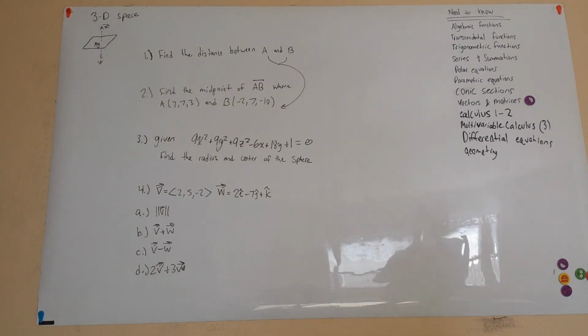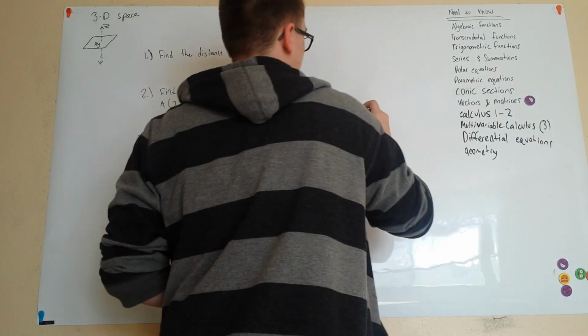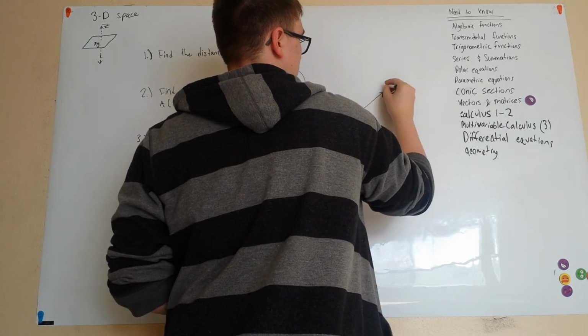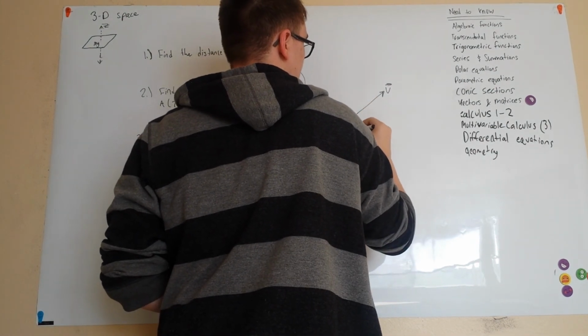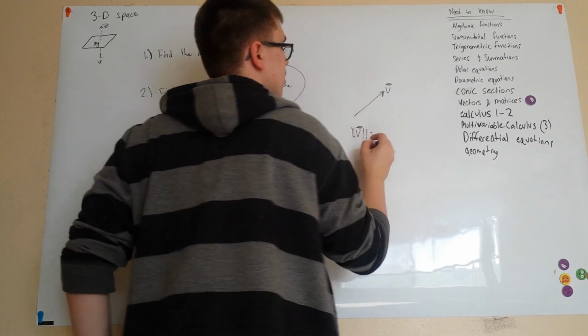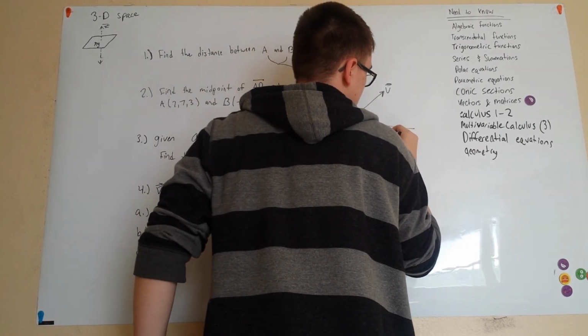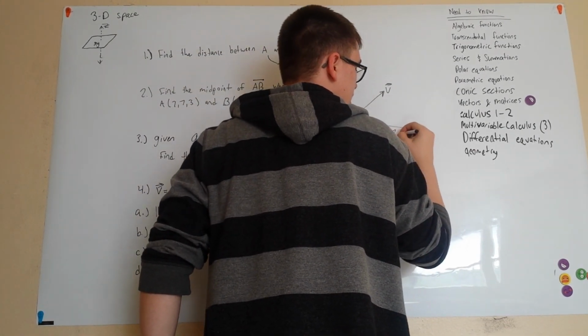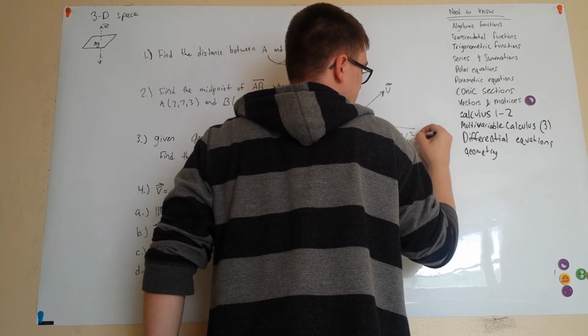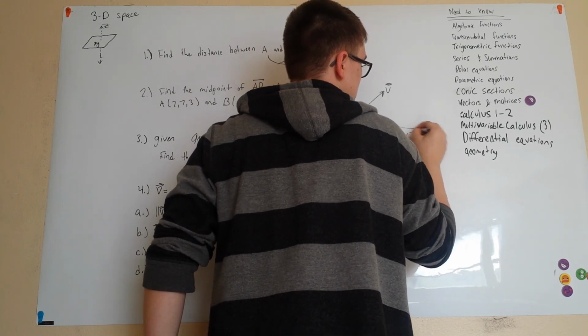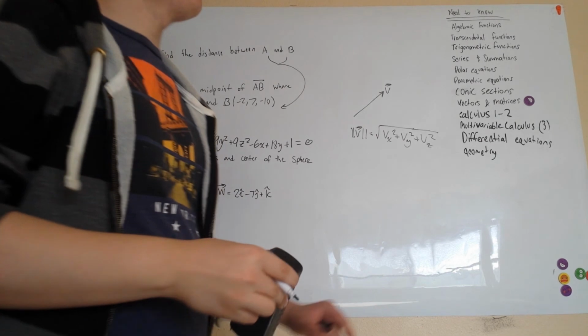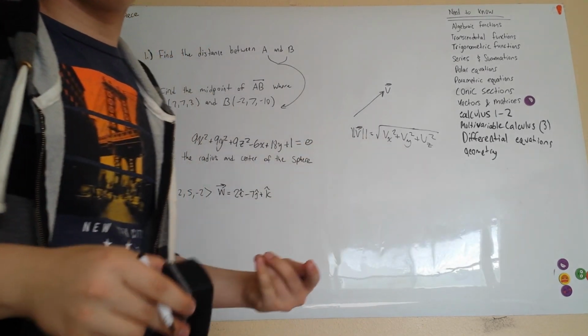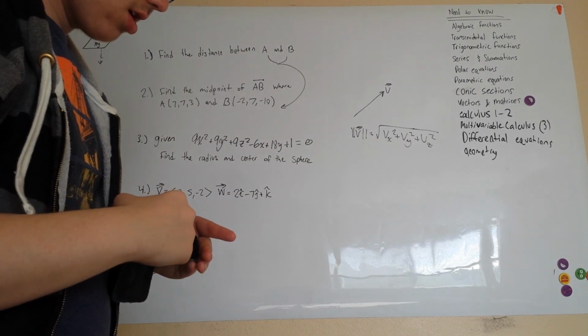Okay, so I've got to give you one more little piece of information. If we're given a three-dimensional vector, the magnitude of the vector is the square root of vx squared plus vy squared plus vz squared. That's the magnitude of your 3D vector right here. Kind of same concept as the distance.